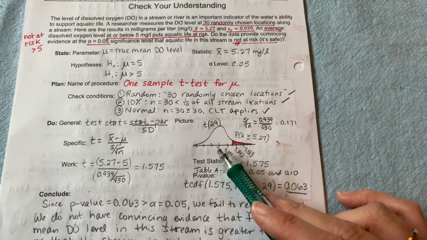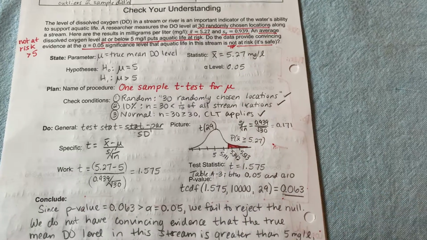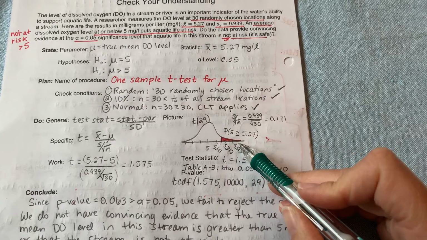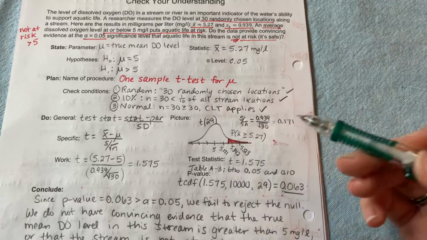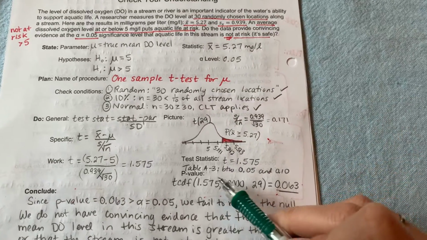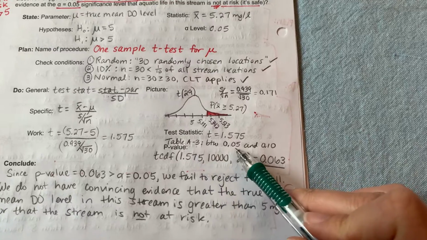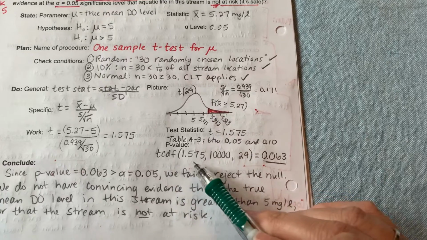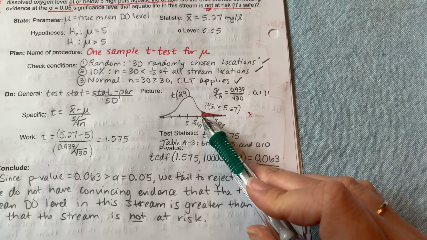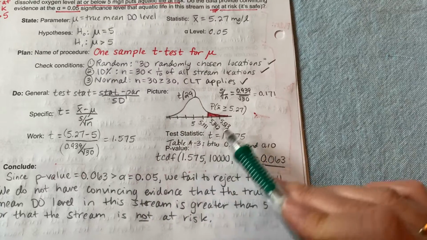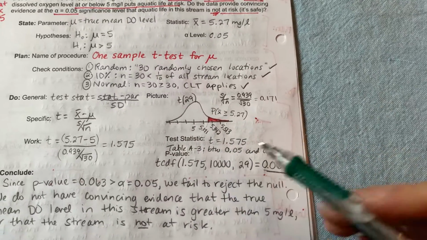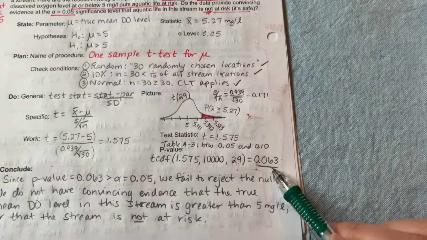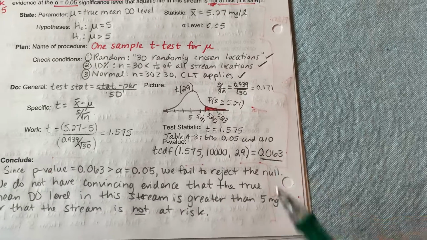So since this sample mean is greater than the hypothesized mean, more extreme would be to the right, so I shade my curve to the right, and I'm trying to find this area. I know it's going to be kind of small, but I don't know how small it's going to be. So to find that, I could use table A3 again. I'd get that the p-value is between 0.05 and 0.1, but I really want to be specific, so I'm going to use tcdf, tell it my lower bound, so that's my left bound, of my test statistic 1.575. My upper bound is going to be some really big positive number, so 10,000 is fine. And then my degrees of freedom. Since sample size was 30, I subtract 1, I get 29. And that gives me my p-value of 0.063.